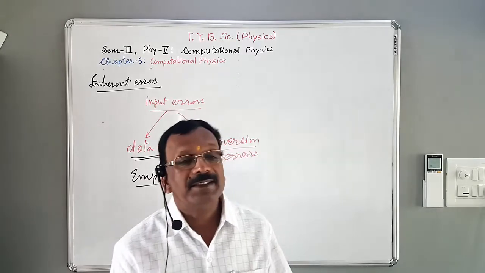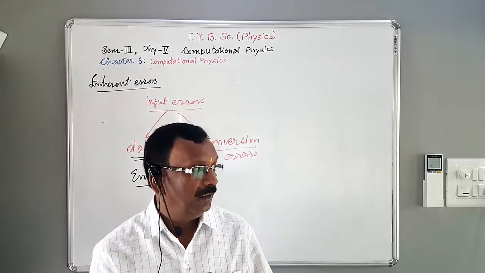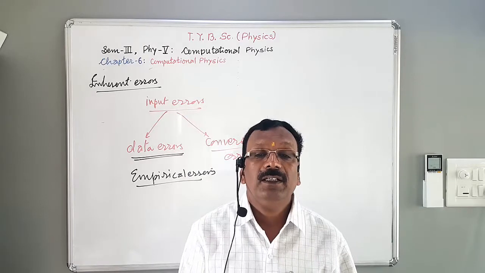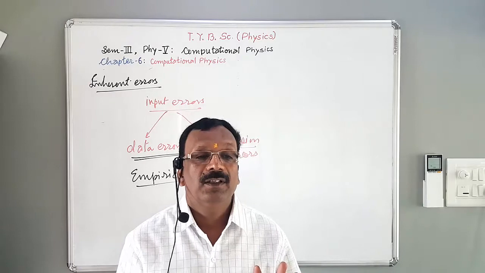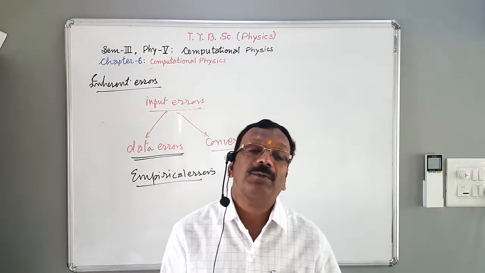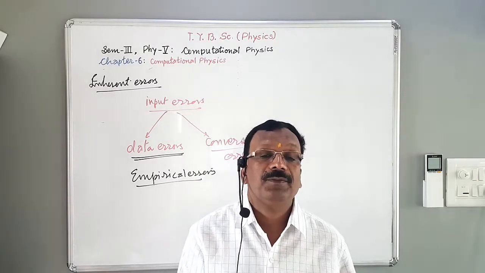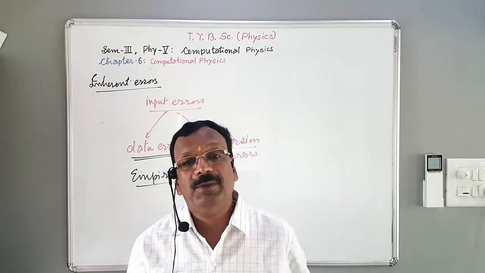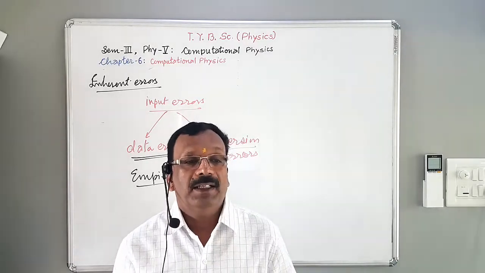For example, a physical measurement like distance or voltage or a time period cannot be exact. There is no use in performing arithmetic operations to 4 decimal places when the original data themselves are only correct to 2 decimal places. This is about data errors.